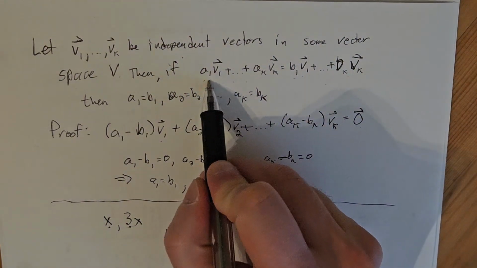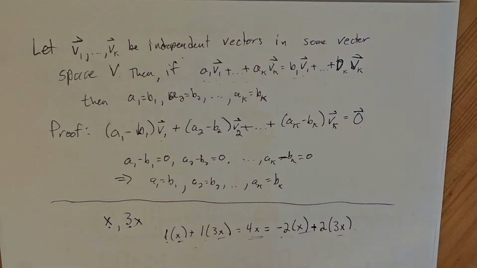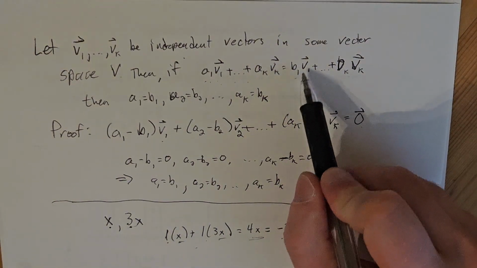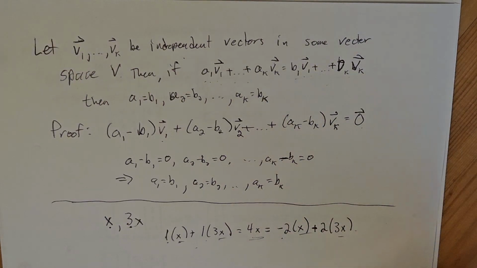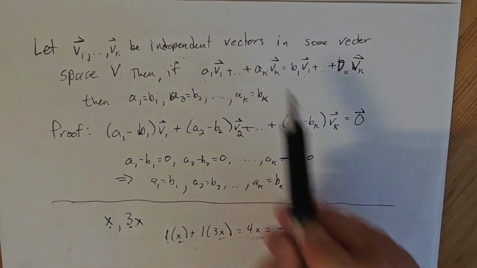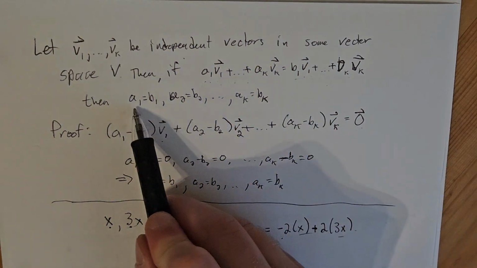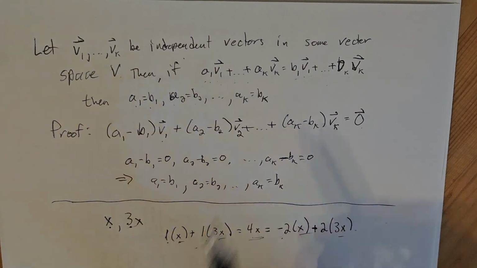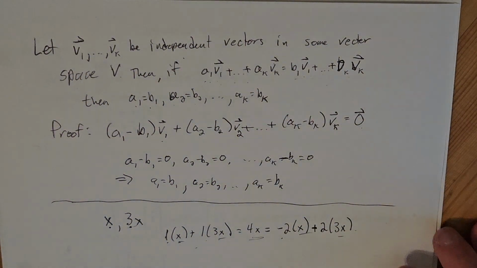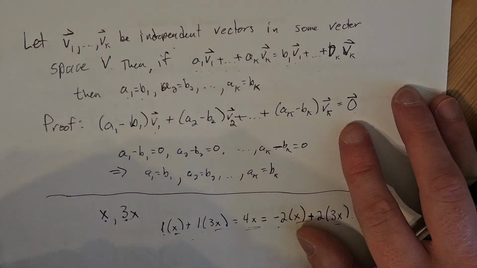Then if a1 v1 plus a2 v2 all the way up to a sub k v sub k is equal to b1 v1 plus b2 v2 plus b sub k v sub k, if those two things are equivalent, then it turns out each of these pairs of coefficients are equivalent, i.e. exactly a1 is equal to b1, a2 is b2, all the way up to a sub k is b sub k. All right. Well, how do we prove something like that?